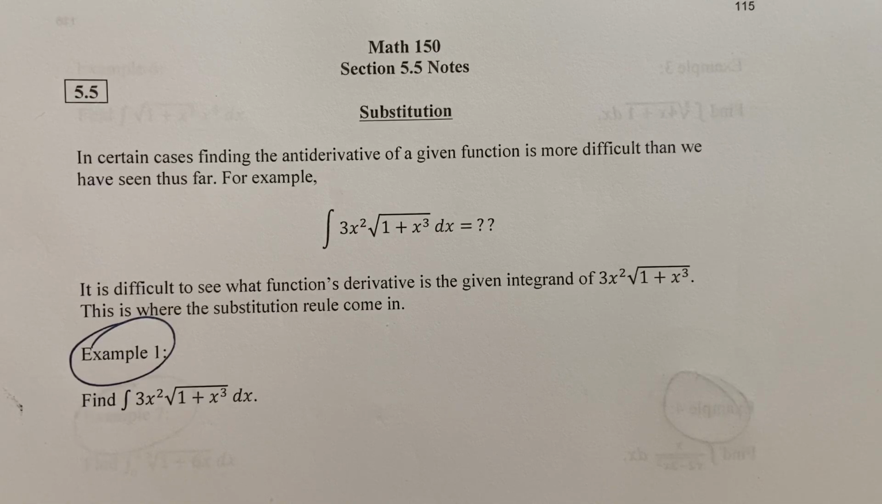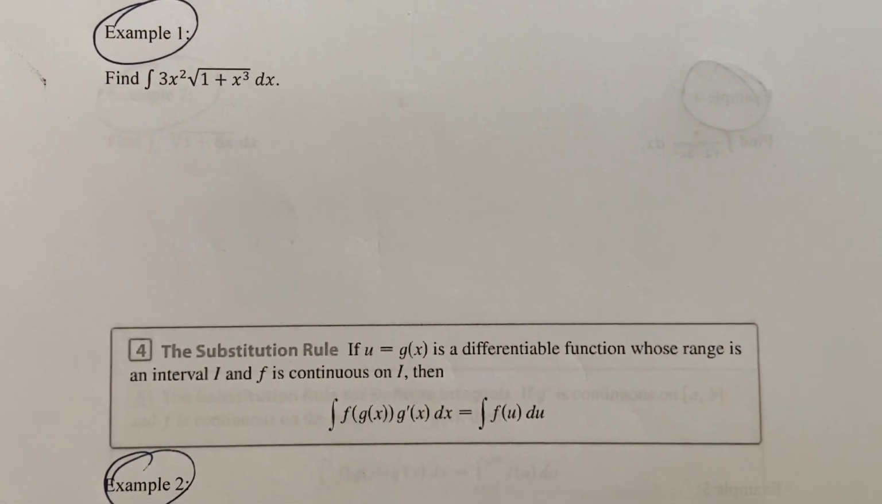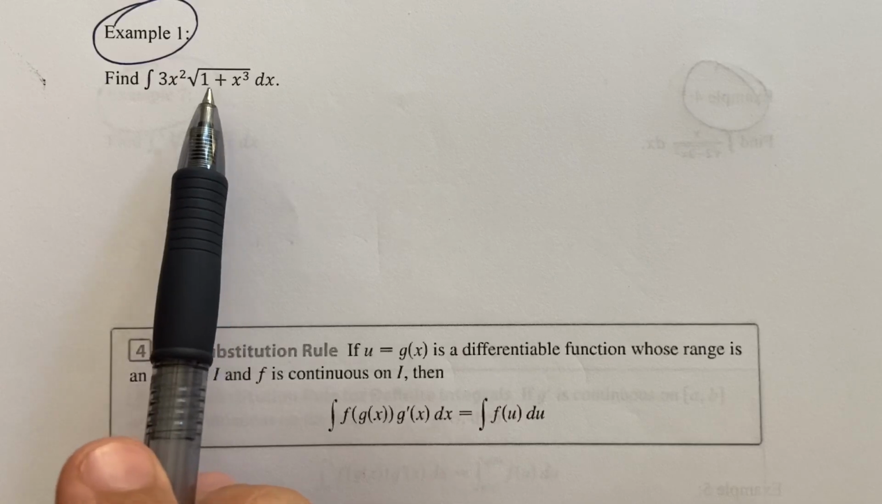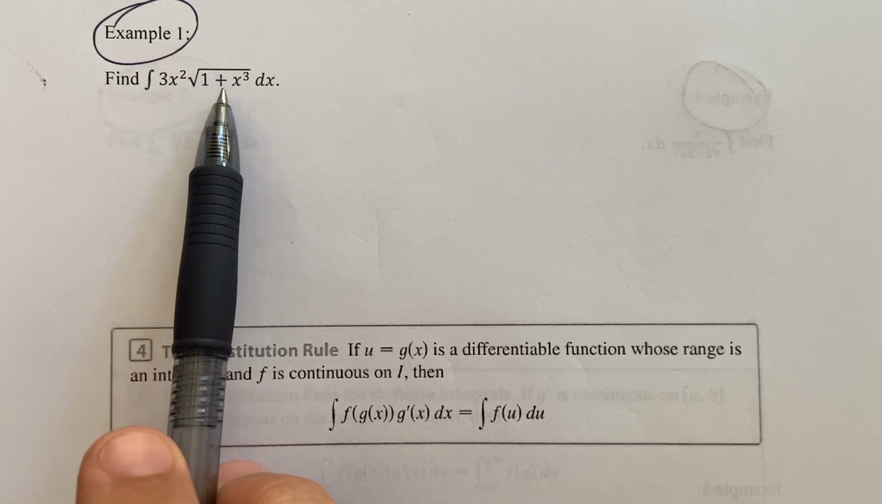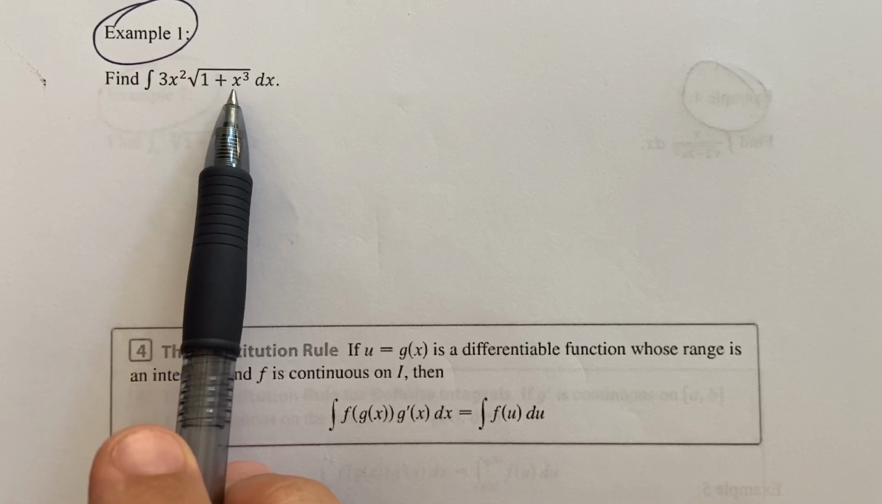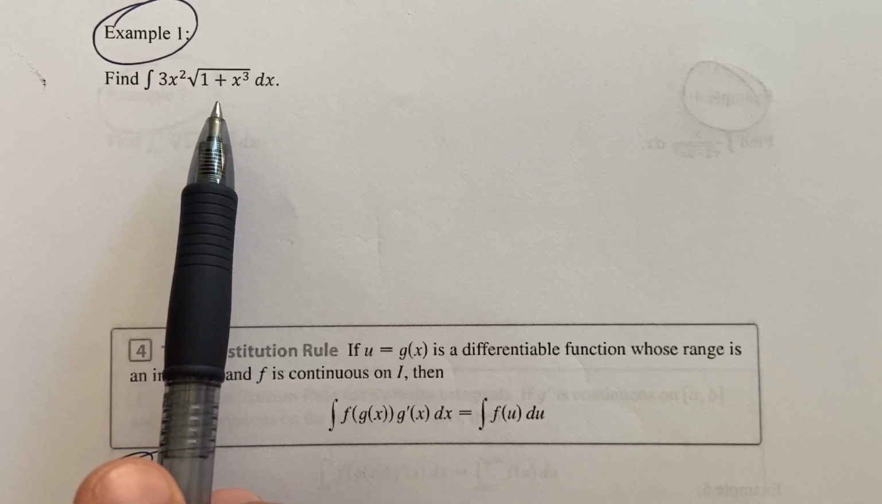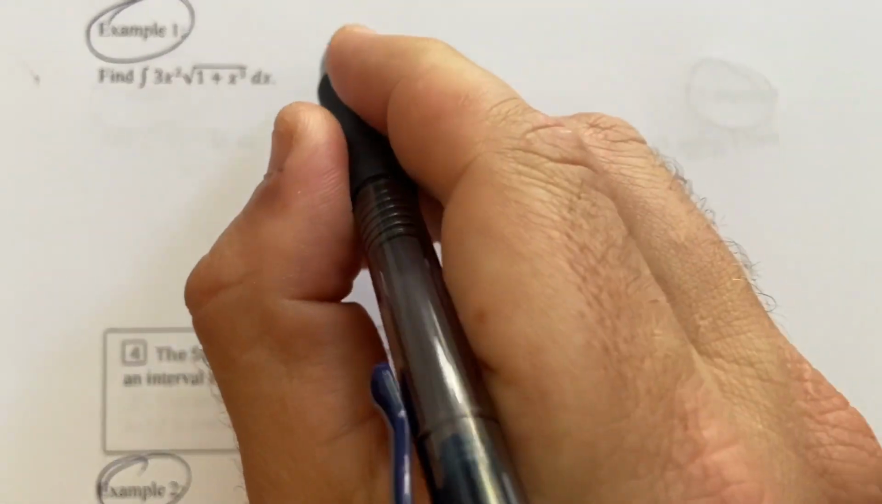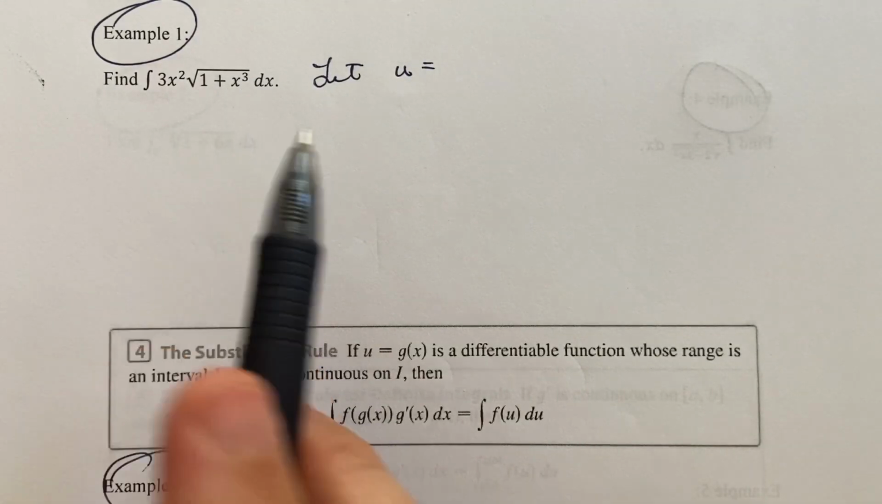So for these, we're going to break up the work using a substitution. So here's our problem. What I'm going to do is identify a piece of this problem such that if I take that piece's derivative, that derivative is present in the integrand. So I'm going to let u equal the radicand here, 1 plus x cubed.